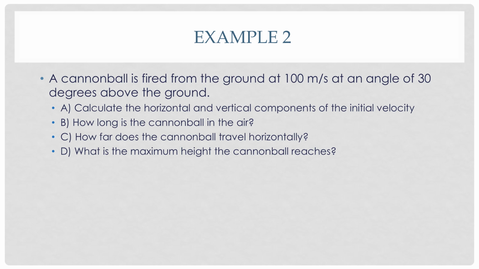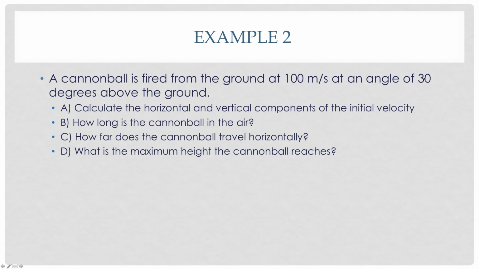We have got a cannonball fired from the ground at 100 meters per second at an angle of 30 degrees above the ground. So this cannon is angled up, shooting into the air at 30 degrees. We want to calculate several different things, and the first being figuring out our horizontal and vertical components.